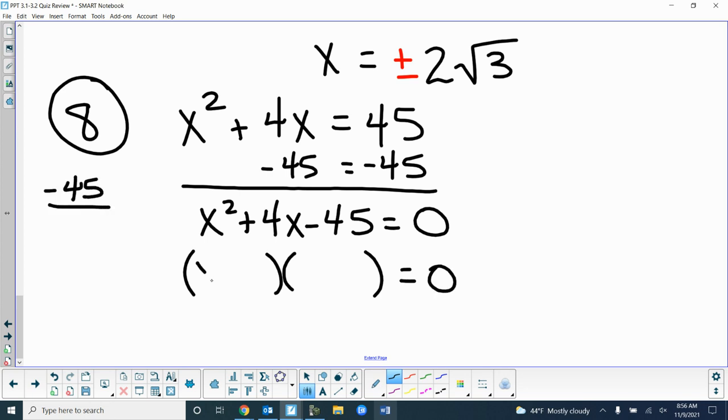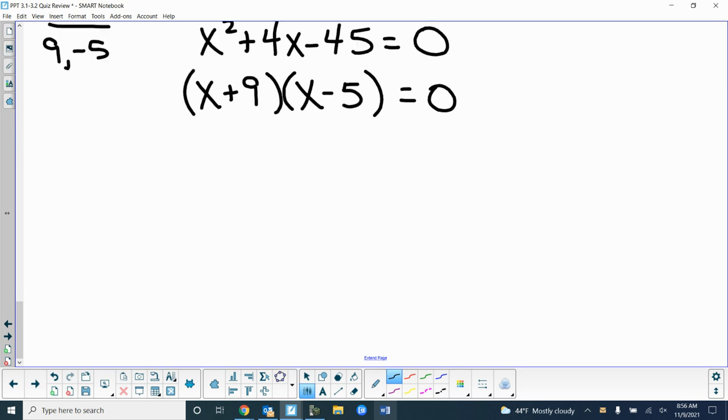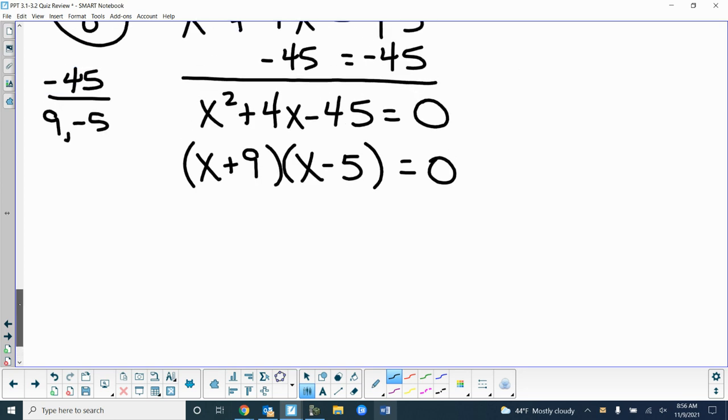What 2 factors do I want that will add up to positive 4? Right, 9 and negative 5. So plus 9 minus 5. Now, the first 3 didn't have us equal to 0. We didn't have to go further once it's factored. This one's equal to 0. I have to finish it up. I have to figure out what values of x makes this work, right? Makes it equal to 0.